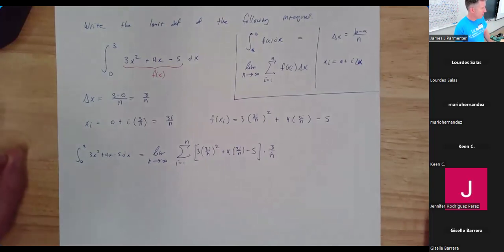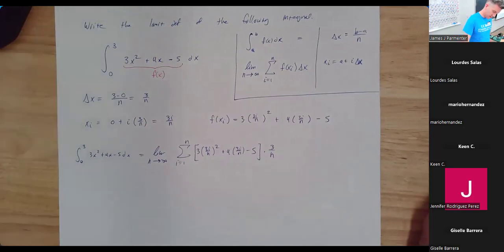And remind me, we did do the thing where you use the formula for the sum from i equals 1 to n, like n times (n plus 1) over 2. Yeah, okay. I thought so. I just wanted to make sure.